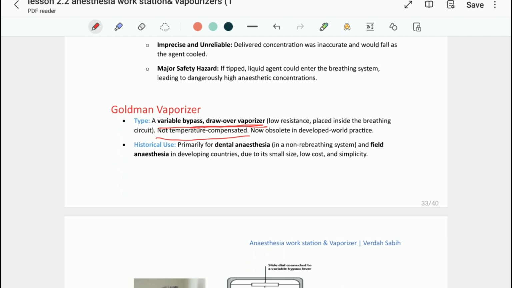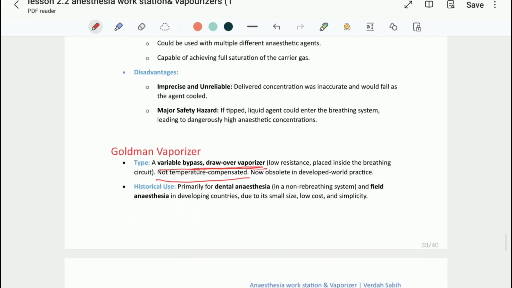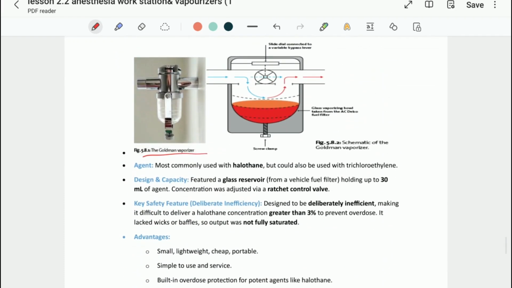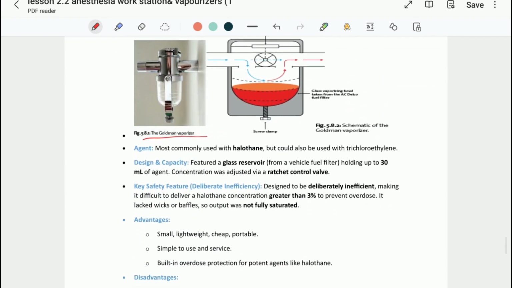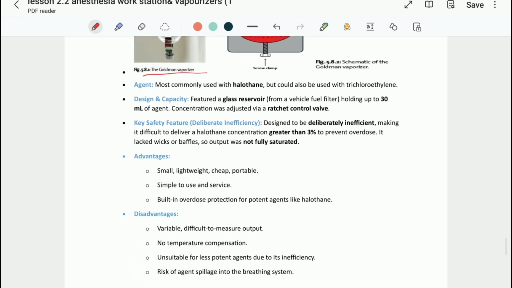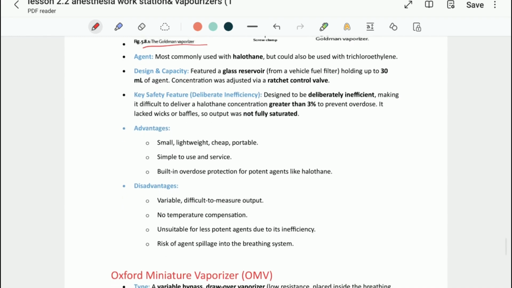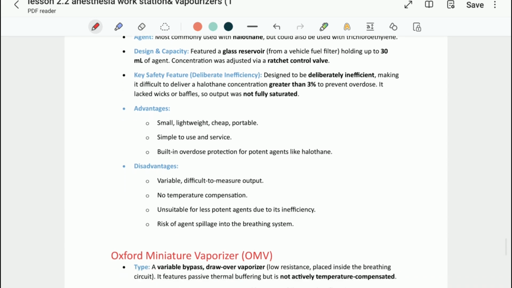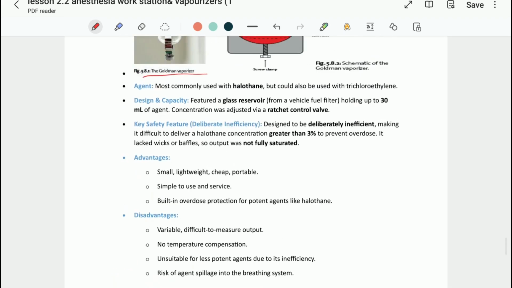It was historically used for dental anesthesia in a rebreathing system or in field anesthesia in developing countries due to its small size, low cost, and simplicity. It was most commonly used with halothane but could also be used with trichloroethylene. It featured a glass reservoir from a vehicle fuel filter holding up to 30 milliliters of agent. Its concentration was adjusted via a ratchet control valve.